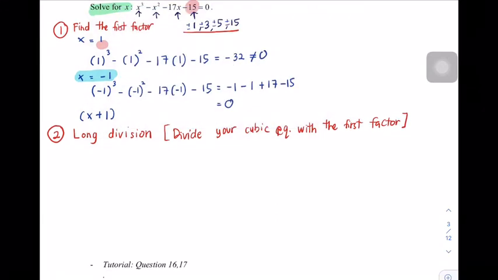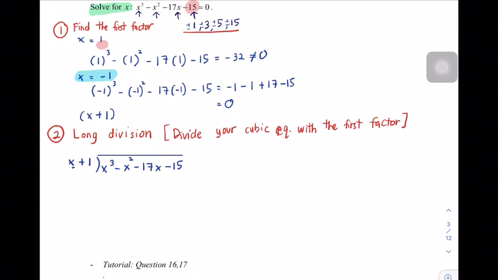Okay, so let's do this one. Your cubic equation is x cubed minus x squared minus 17x minus 15. So we have to divide by our first factor, which is x plus 1. Okay, so you still remember long division, right?